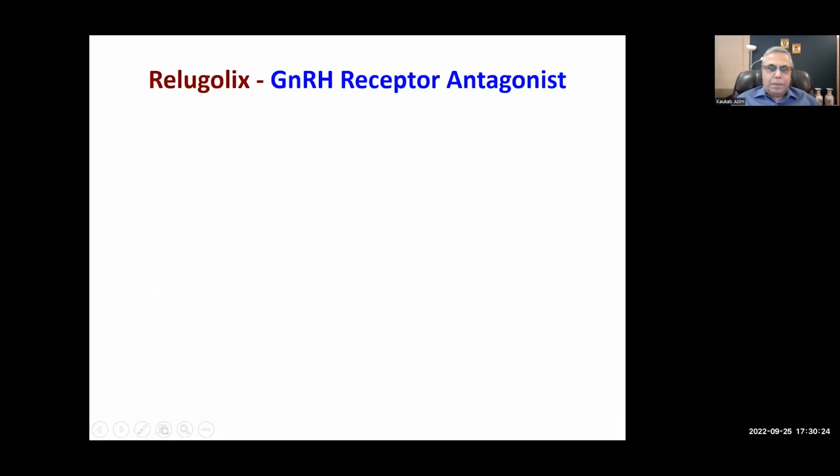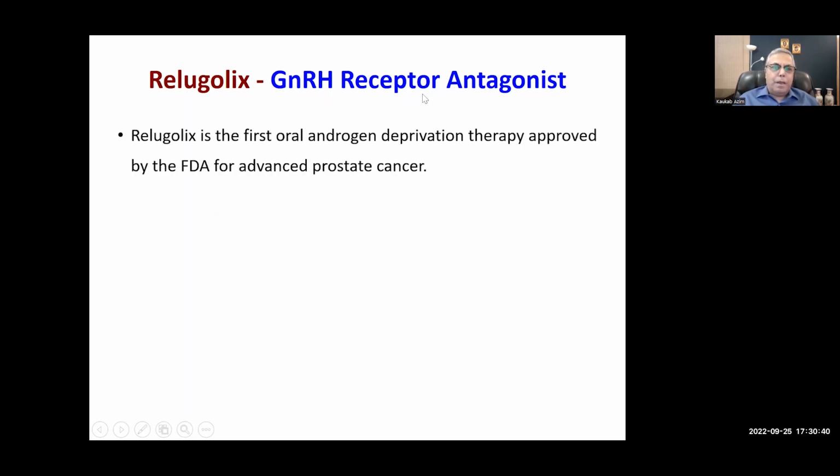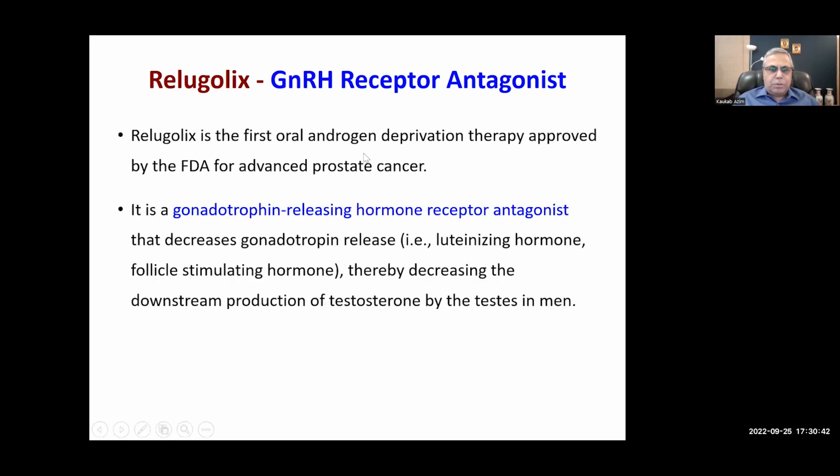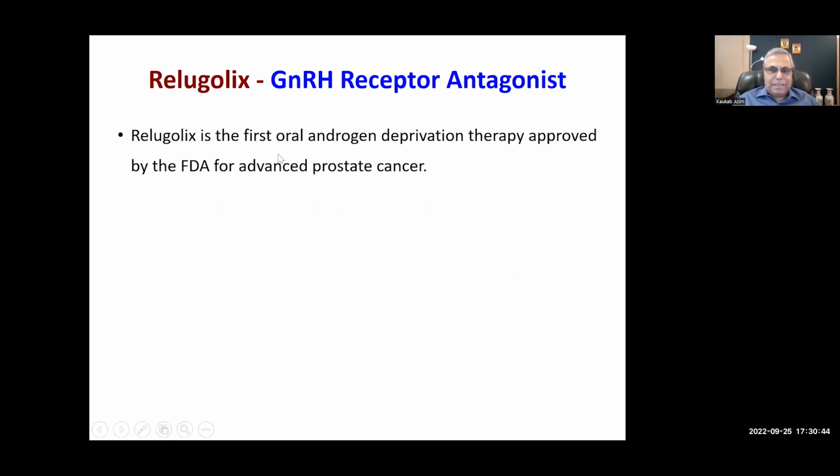All right, then the last few slides. These are relatively newer drugs, relugolix, which is a GnRH receptor antagonist. We have degarelix as well, which is a gonadotropin releasing hormone antagonist. Okay, so that's all about it, that it is an antagonist.